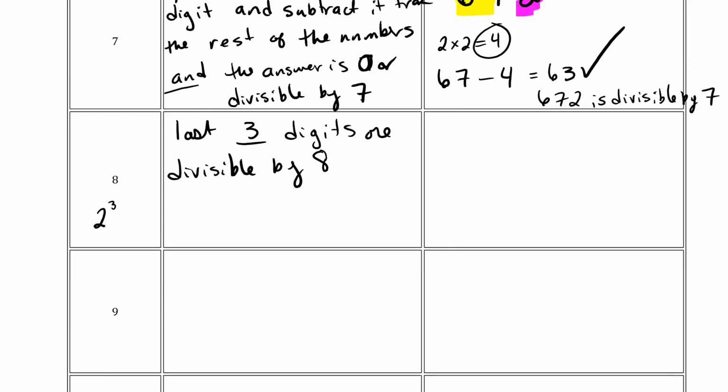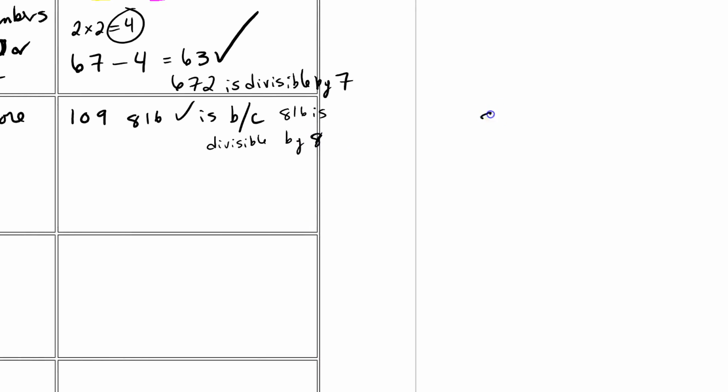So, for example, if we have 109,816, it is divisible by 8, because, this is my shorthand for because, 816 is divisible by 8. If we wanted to just go off to the screen a little bit, I'll just do some scratch work. 816 divided by 8. 8 goes into itself once. 8 goes into 16 2 times. We have no remainder, and so that means that 8 goes into 816.